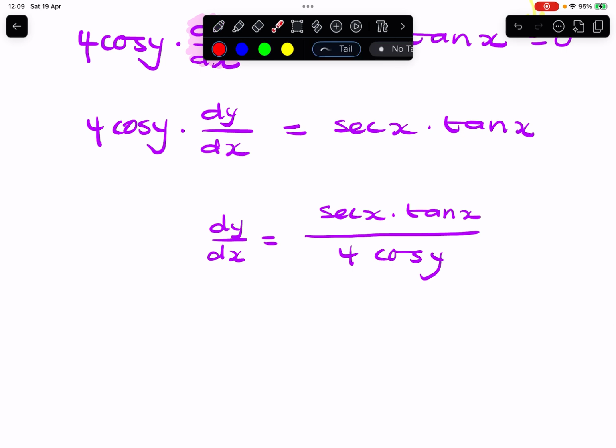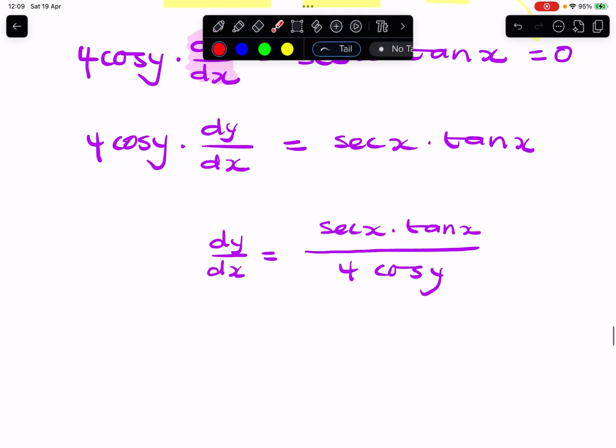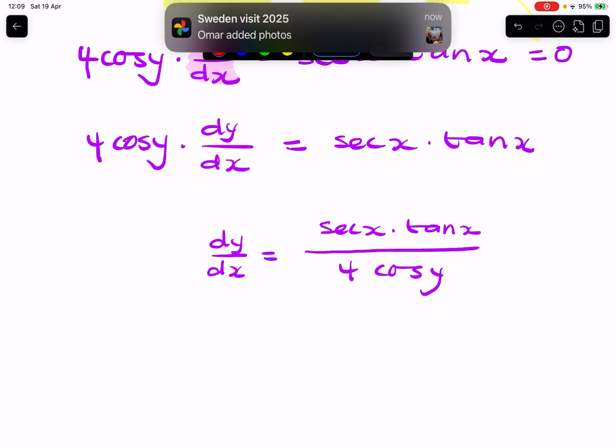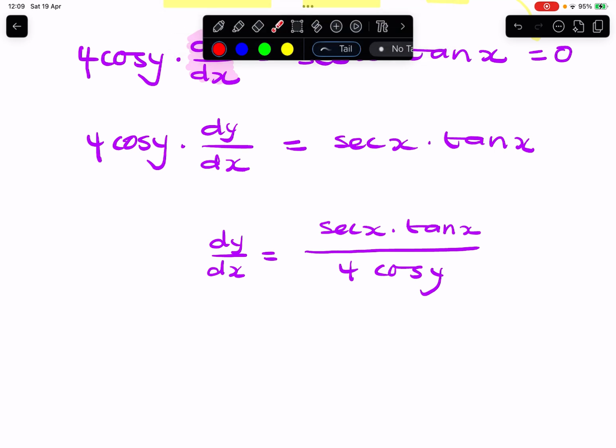And you can probably leave it like that, or you can try to simplify it. Secant is 1 over cosine, and tan is sine over cosine. But you're probably best leaving it like this because you've got a y and an x. So I would leave it like that. That's your final answer.